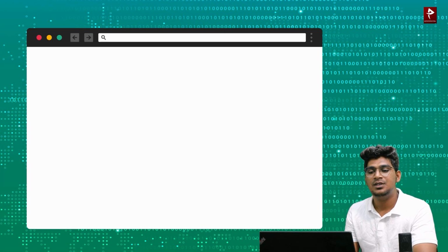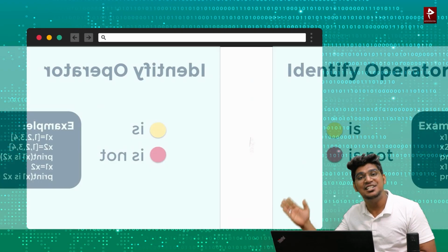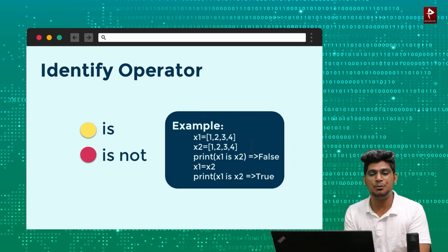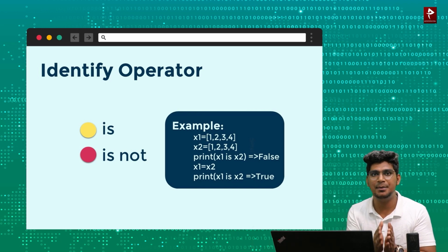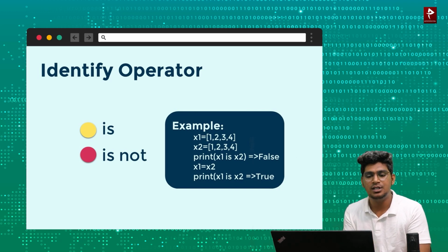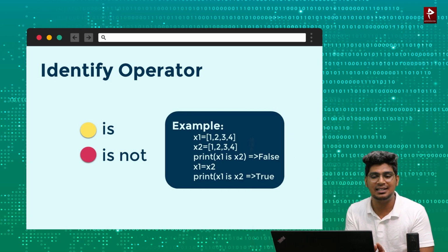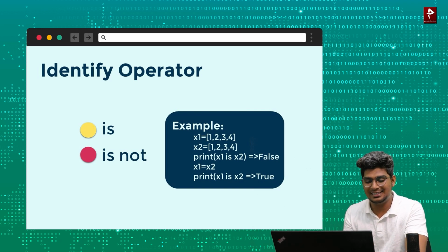Okay, right. So next we are going to look at the identity operator. As far as the identity operator is concerned, there are two types: is and not is. These operators are similar to the membership operator. For example, what is is? For example, x1 is x2. That means both are the same. I will show the example, then only you can understand. Open the IDE.